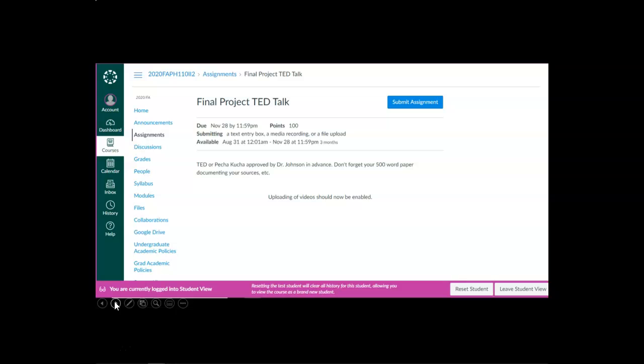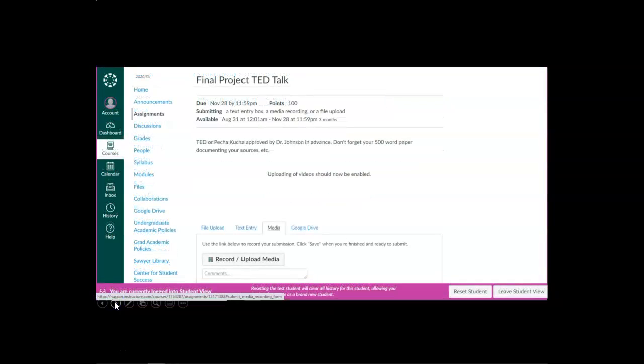You go under Assignments, under Final Project TED Talk, and then you go down here. You can see that there's File Upload, there's Text Entry, and then there's Media. And you're going to click on Media, and then you have the opportunity to record or upload media. So preferably, you'll record it there. You can upload it there if you would rather.